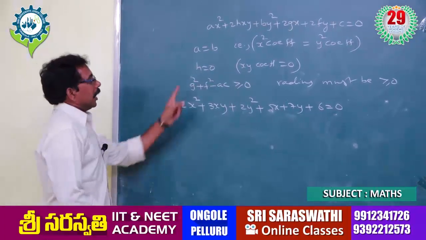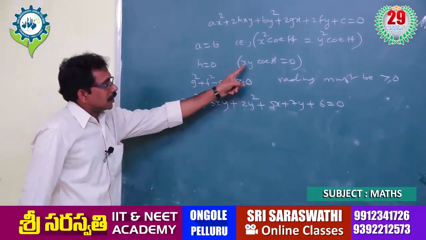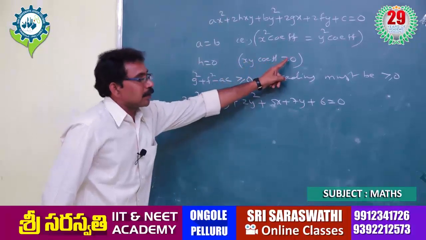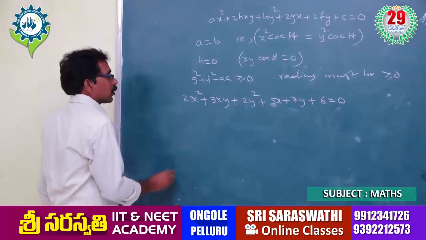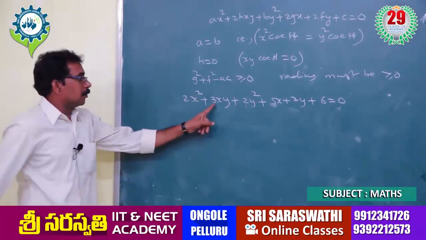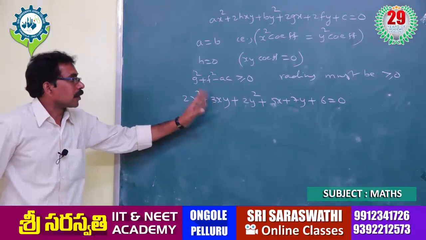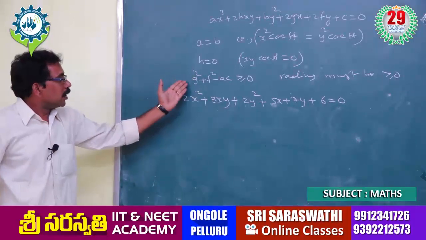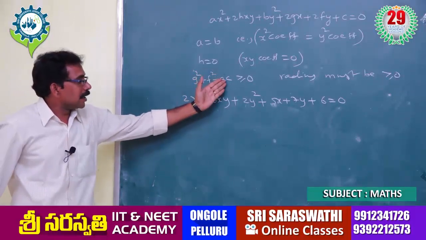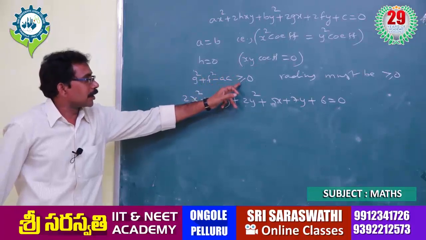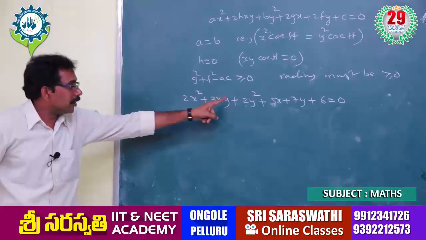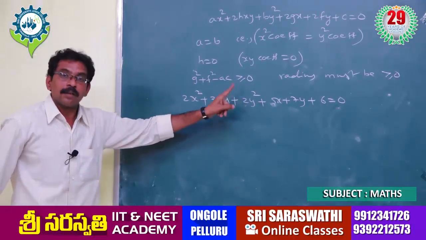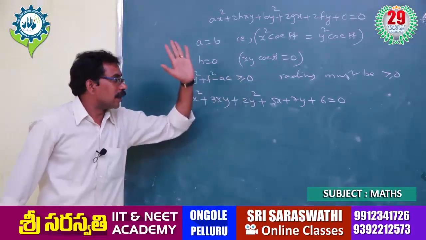Next, h is equal to 0, that is, the xy coefficient must be 0. So here the xy coefficient is 3. So 3 must become 0. And g square plus f square minus ac must always be greater than or equal to 0. If these three are satisfied, then this equation becomes a circle.